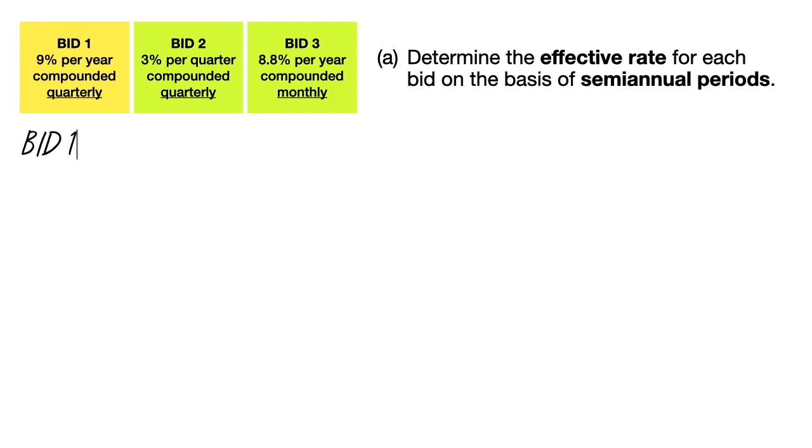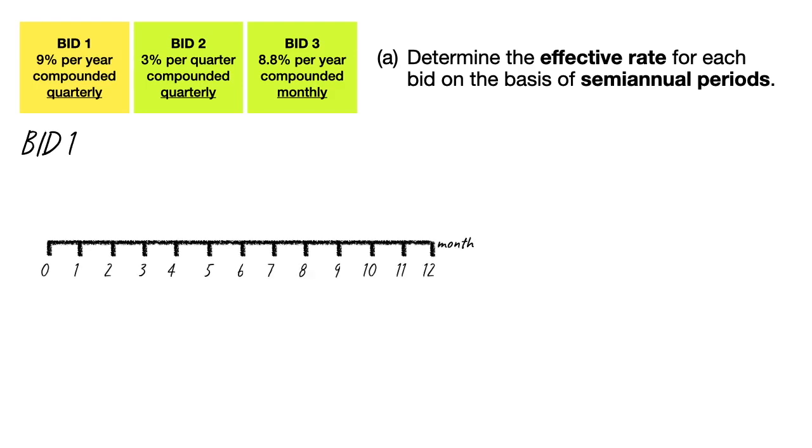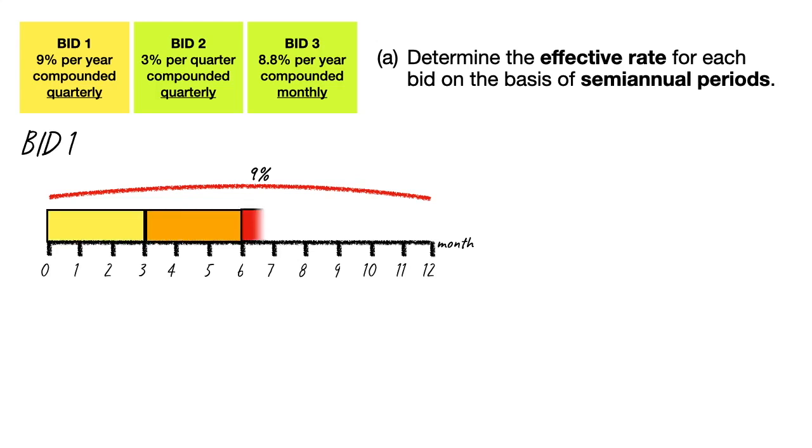In order to solve this, the first step is always to draw the timeline up to 1 year or 12 months. Given the interest rate is 9% per year, so 9% goes all the way up to month 12. That 9% is compounded quarterly. So you can represent the compound period using blocks. If it is compounded quarterly, then there will be 4 blocks in your timeline.